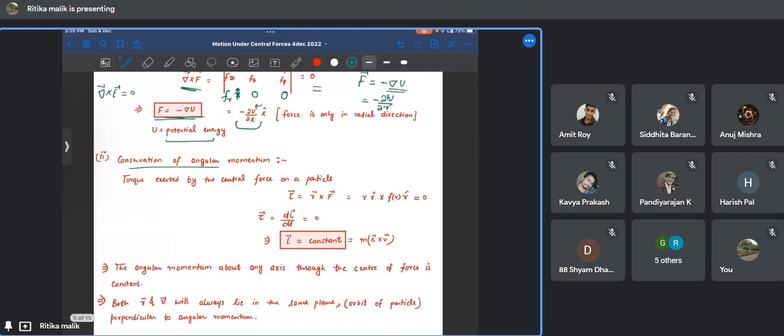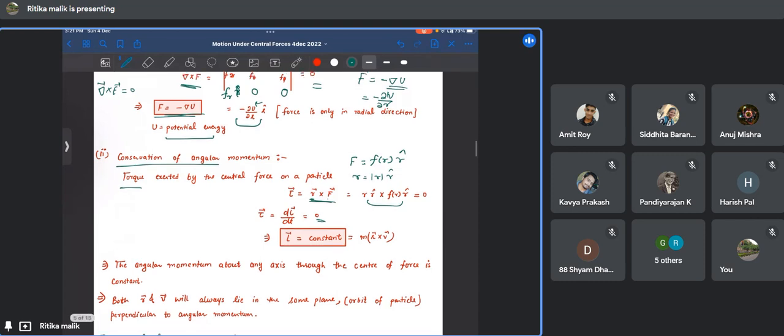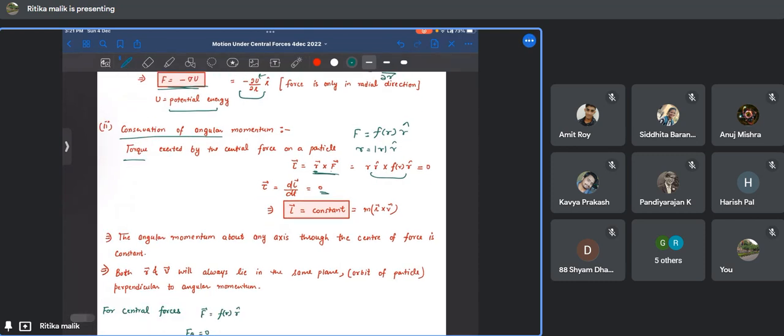Next property is that the angular momentum is going to be conserved. For example, if you calculate the torque acting on this particle, it is given by r cross F. Your F is in the radial direction, from the definition of the central force, and your r is already in the radial direction. So the cross product will become zero. And since you can always write torque as the rate of change of angular momentum, similar to force as the rate of change of linear momentum, your torque is the rate of change of angular momentum. So your angular momentum is going to be constant.